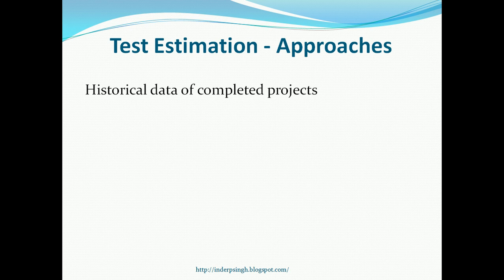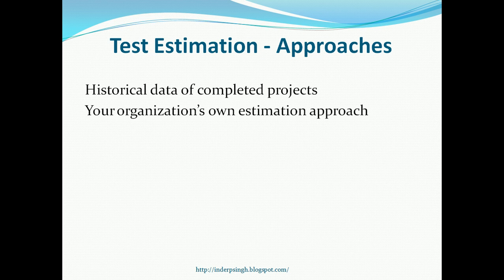Now let us look at the common test estimation approaches. The first approach is to use the data of completed projects. So this is useful in case it is a very similar project to the previous project, and you have the historical data of the previous project, how much effort was required in testing for each and every task in testing, and you can modify that data according to the current requirements at hand that you need to test, and create the test estimate.